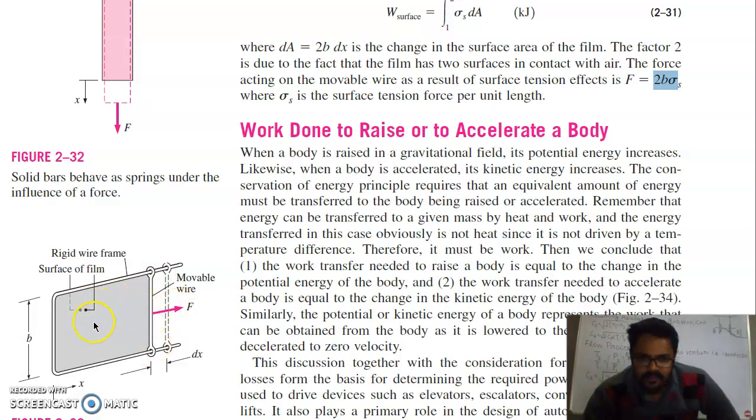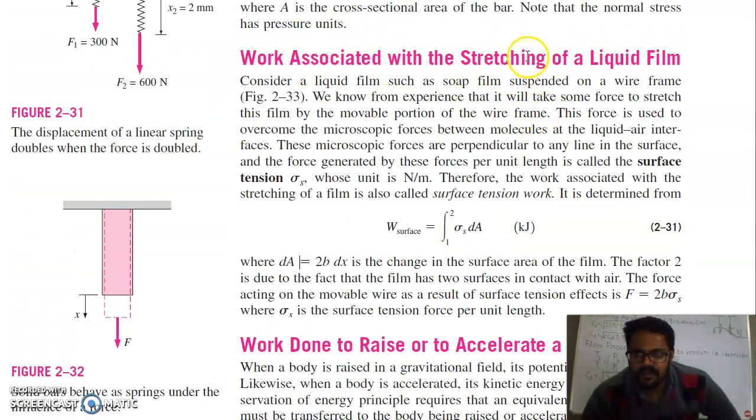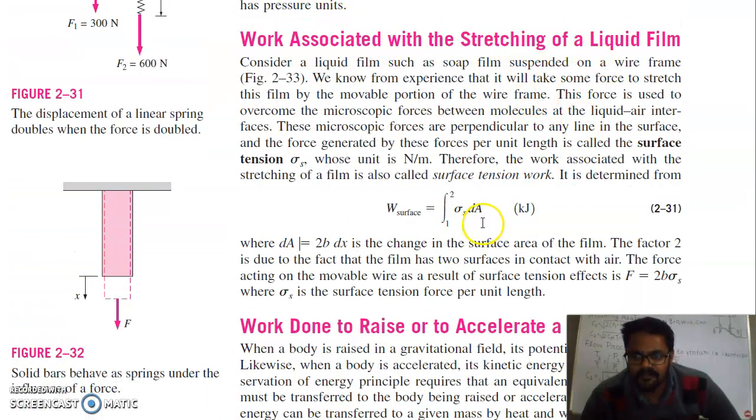The film is in contact with the air from two sides, one from this side and one from the other side. So whatever area is in contact with the air, when you move it by a small distance dx, the change in area is equal to 2b dx, because of this b multiplied with dx for one side and the same for the second side. So the factor 2 is due to the fact that the film has two surfaces in contact with the air. This is an example of work associated with stretching of a liquid film.